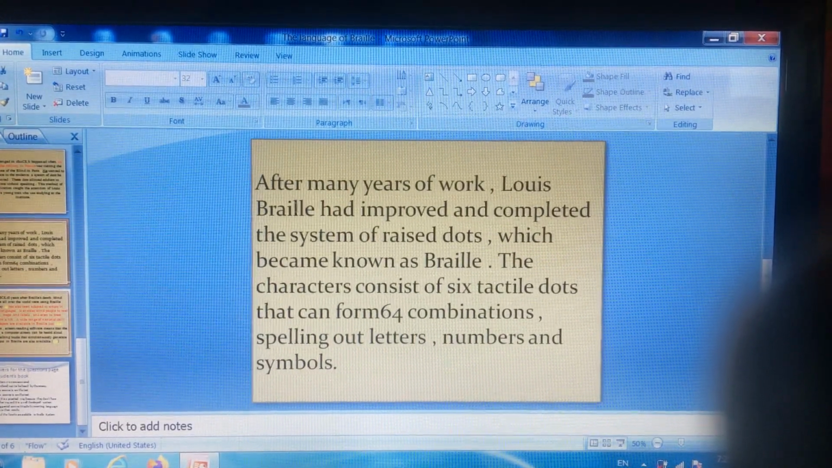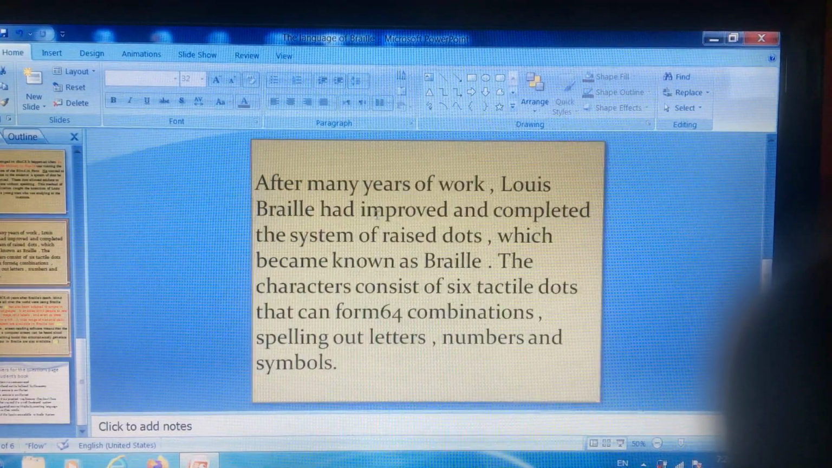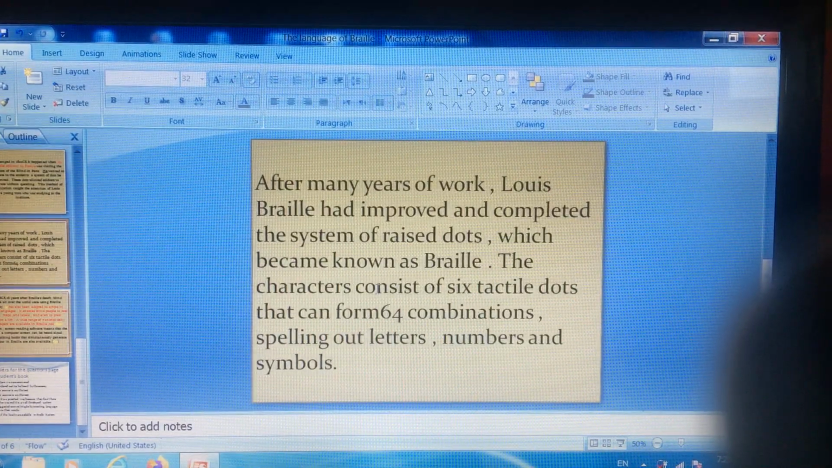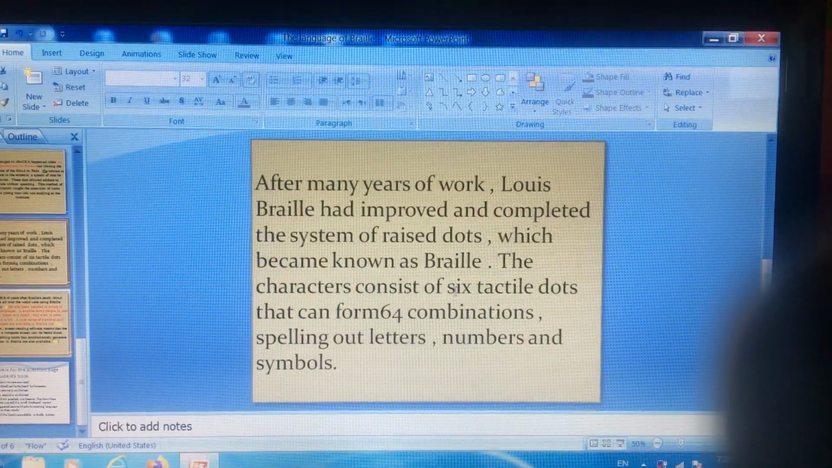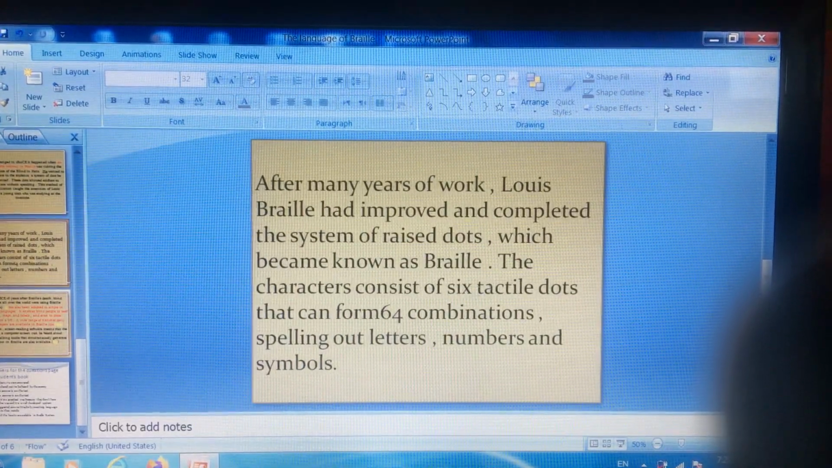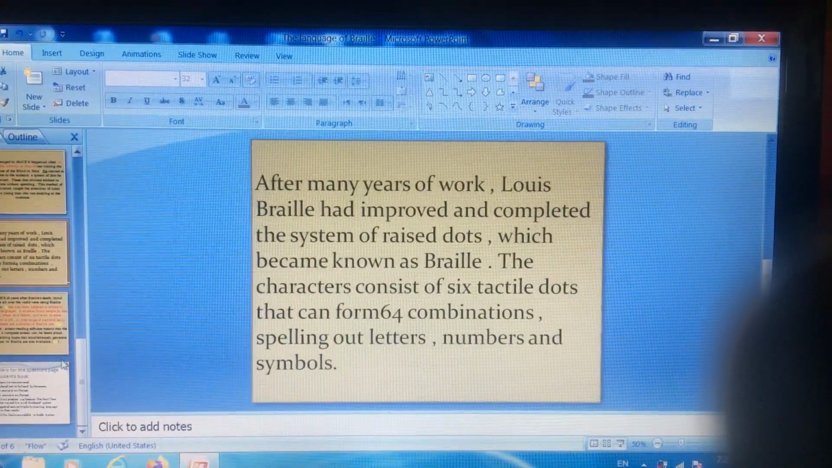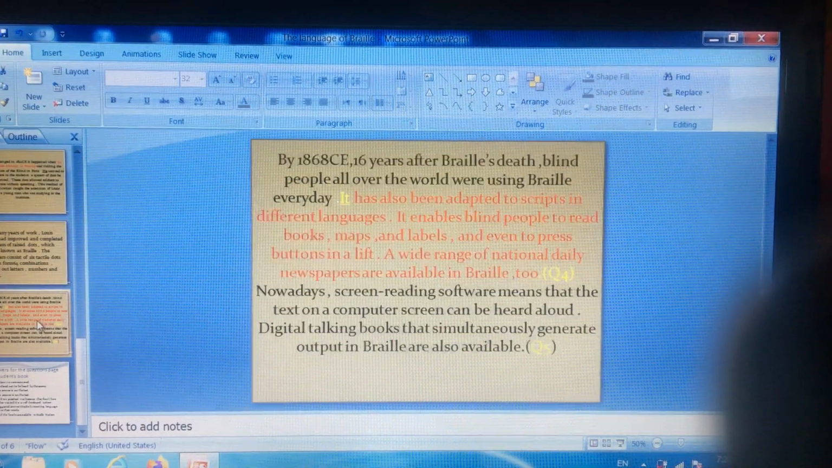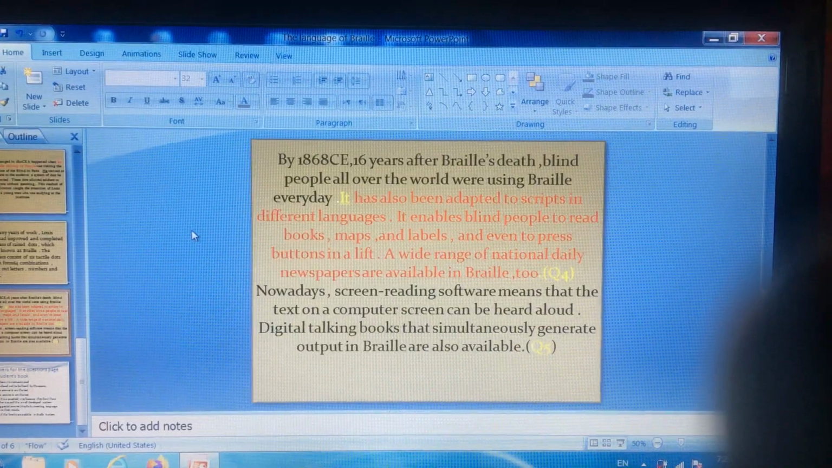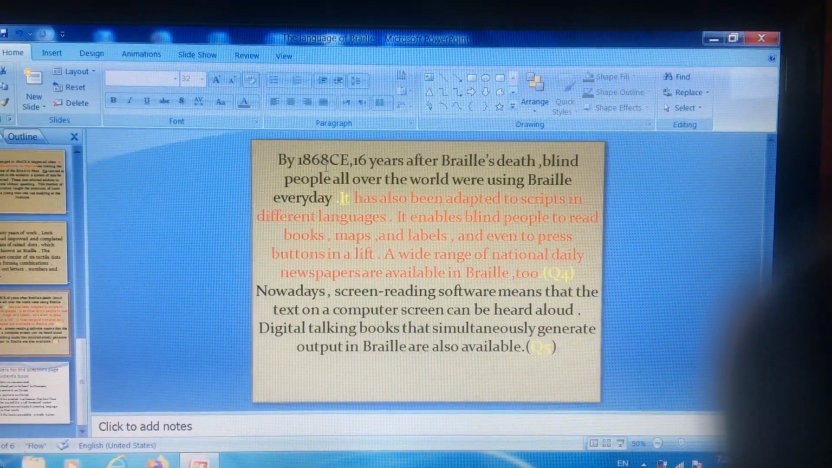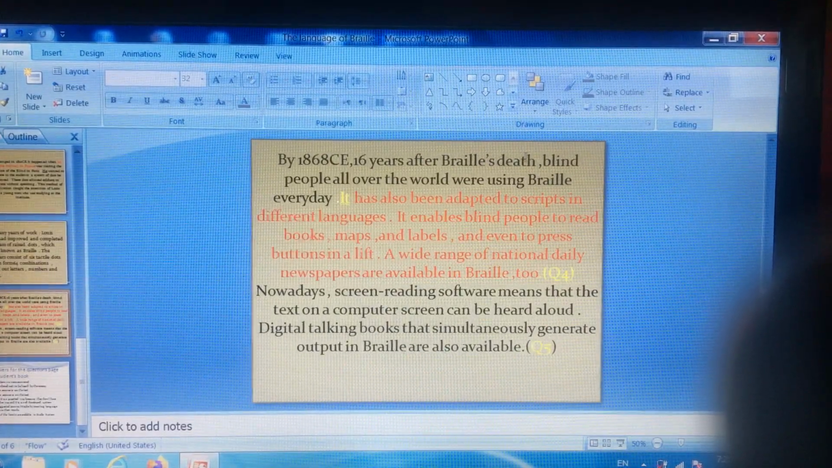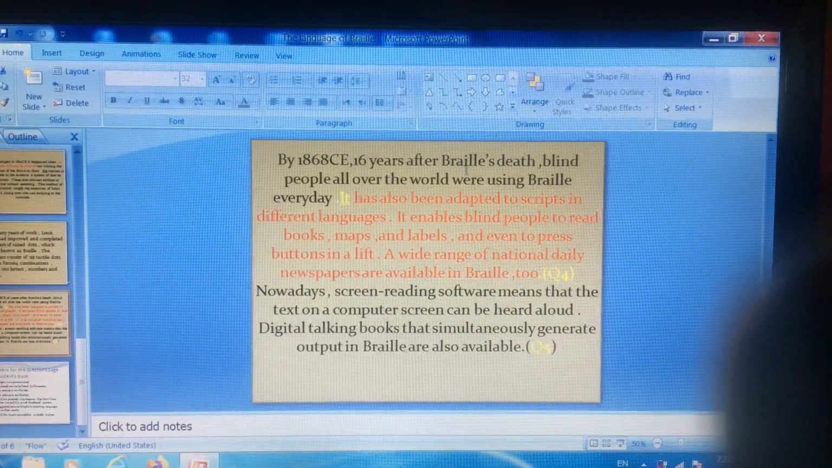So who developed and improved and completed the system of raised dots? Louis Braille. What does it consist of? It consists of 64 combinations, 6 tactile dots that can make or form letters and sounds.